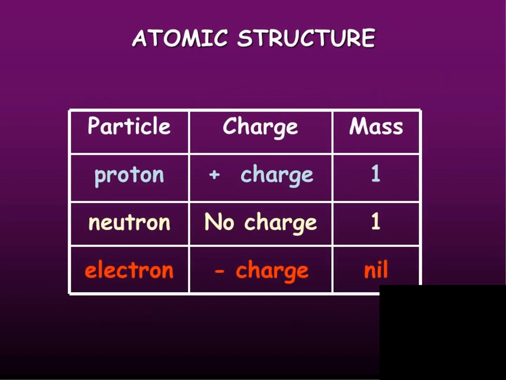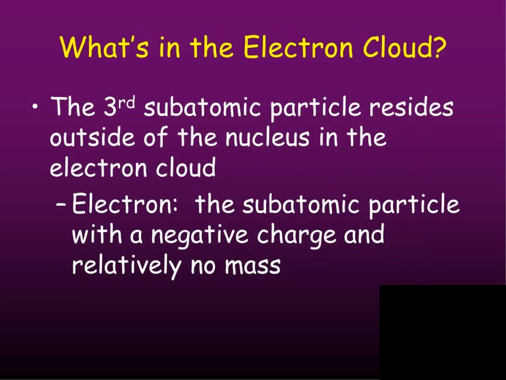Okay. In the atomic structure, the particle proton has a positive charge. Its mass is 1. And the neutron has no charge. Its mass is also 1. But the electron has a negative charge, but its mass is 0. An electron does not have any mass. An electron has a charge, but it does not have a mass. Proton mass value is 1. Neutron mass value is 1.